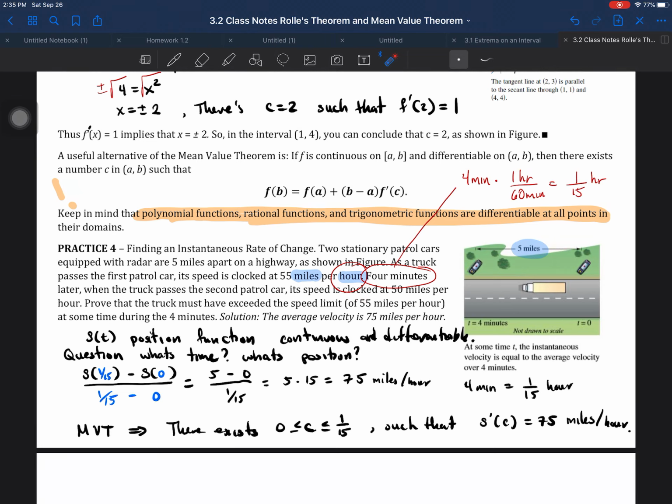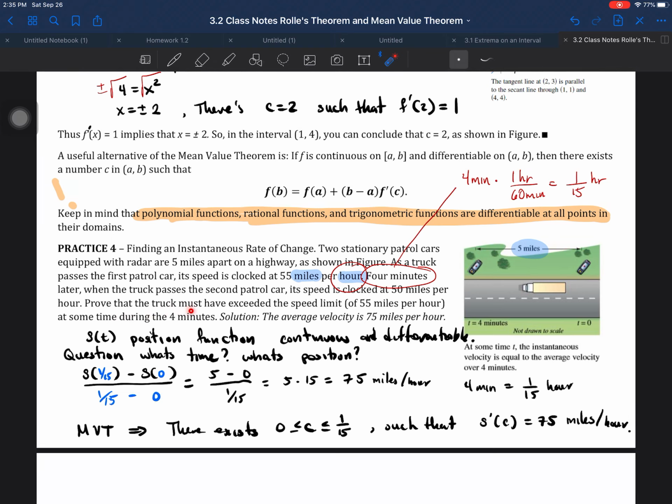Now, independent of each other, it seems like the truck is driving within the speed limit. But if they both have communication between them, and they notice that 4 minutes ago it passed my partner, then can we figure out what was the average speed of this truck? And that's what we're going to do.